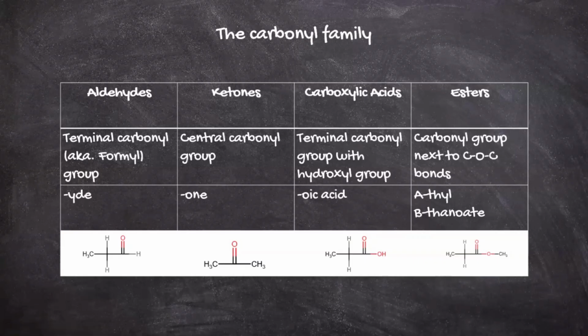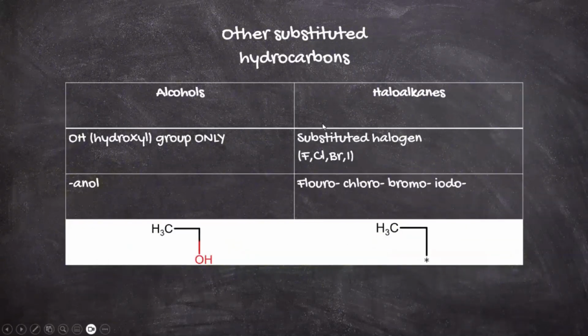So the last thing we need to talk about are substituted hydrocarbons. These look exactly like a hydrocarbon, except somewhere on them we have an atom that is not hydrogen and it's not carbon. And I was just talking about them. The alcohols are one type. They have an OH, which is called a hydroxyl group, and they have only that. So it's not like a carboxylic acid where they have this and then the double bond oxygen. They just have the OH.